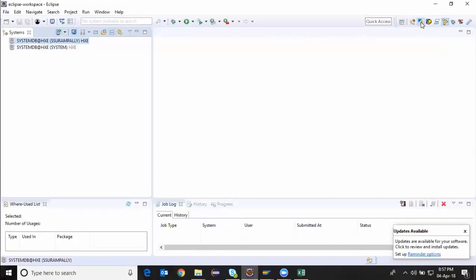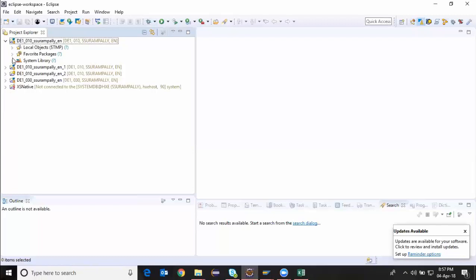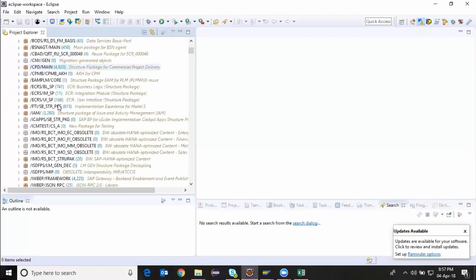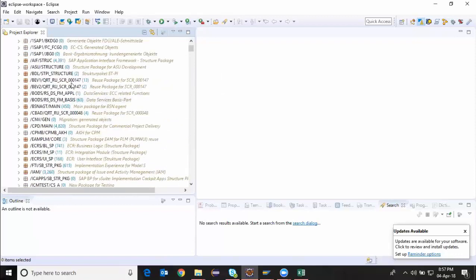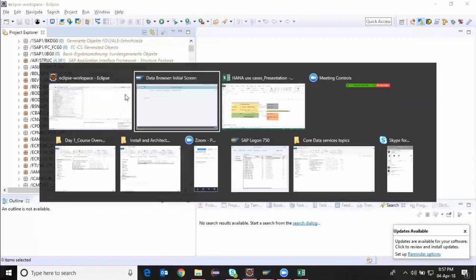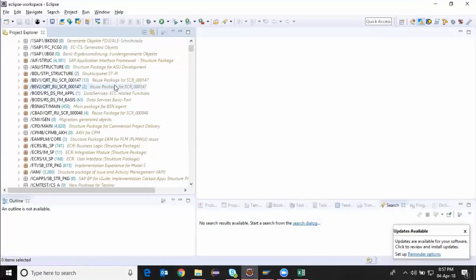What I see in the ABAP layer, I'm accessing the same system here. Whatever I see there, I can see all the packages from the ABAP system here in this plan. That means I'm in the ABAP system. These are the packages which I see in the ABAP layer. Okay.